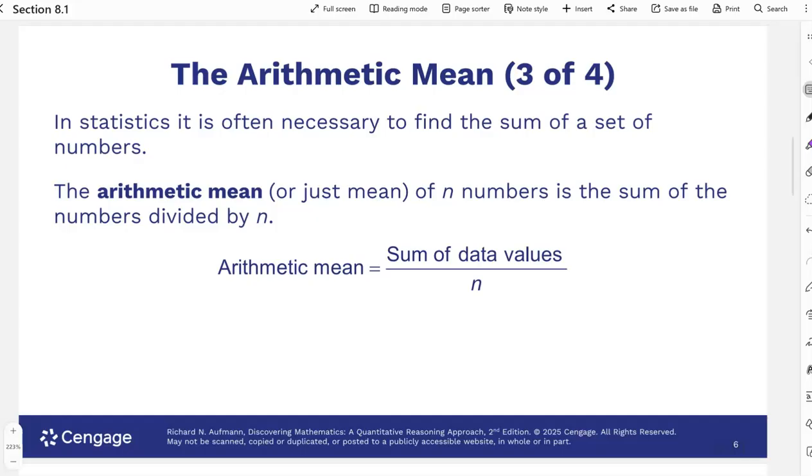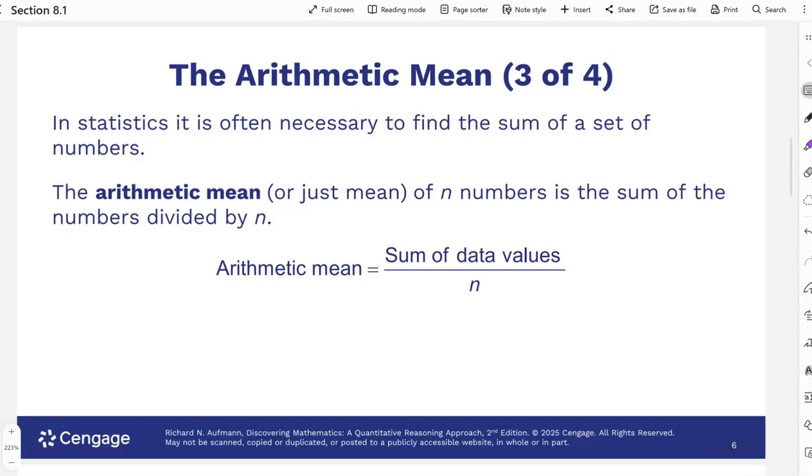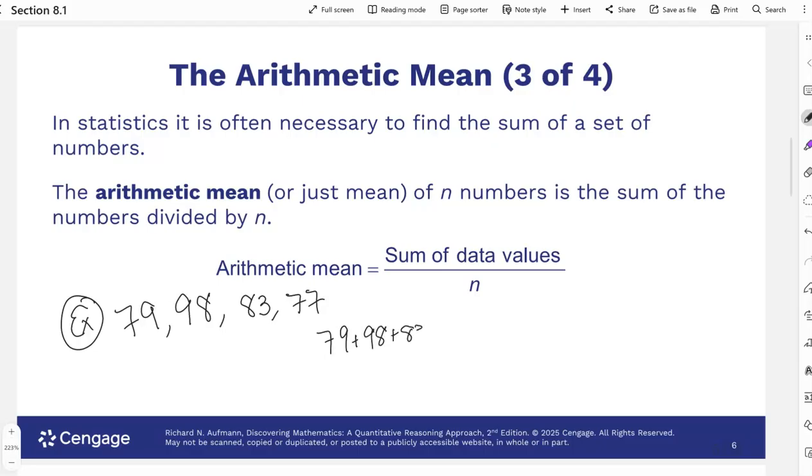So, for example, let's say we were looking at test scores. Maybe we had a 79, a 98, an 83, and a 77. And we want to know what was the mean of our test score. Then we would add them all up. So 79 plus 98 plus 83 plus 77. And then we would divide by how many, in this case, tests we have. So we would divide by 4.